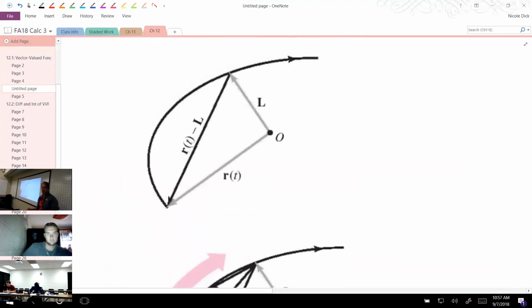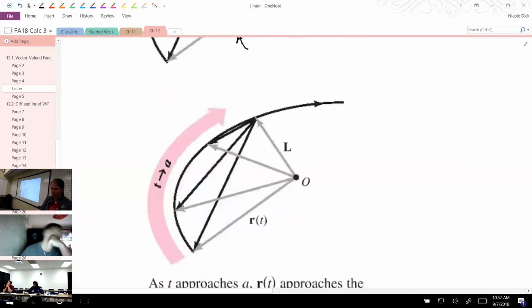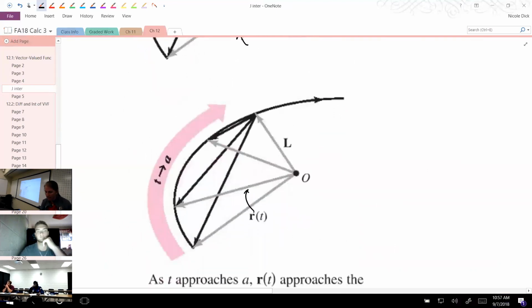So if we have this path we're trying to travel on here, we have the limit that we're trying to approach, and this is the origin. What we're looking at is, what's this difference? As that t value we're plugging into our r vector gets closer and closer to whatever the a is we're interested in, we should expect to see this distance get smaller and smaller. As t gets closer and closer to a, what we're expecting to see is that the distance to L gets closer and closer to 0. So that's t approaching a.